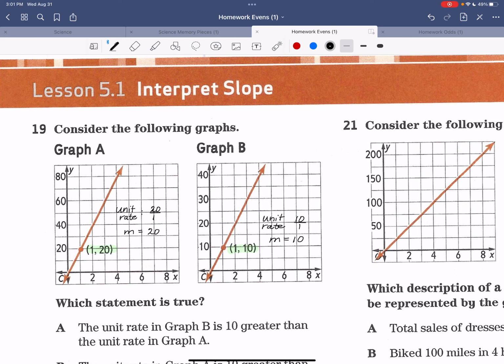Which statement is true? The unit rate in graph B is 10 greater than the unit rate in graph A. So this is saying that 10 is 10 greater than 20. Is that true? No.